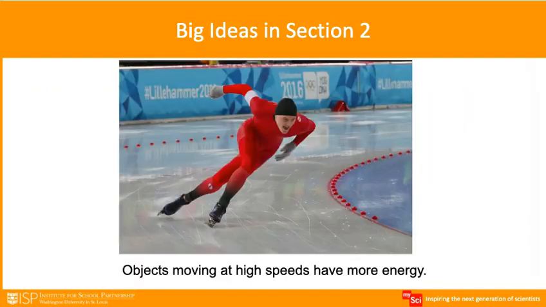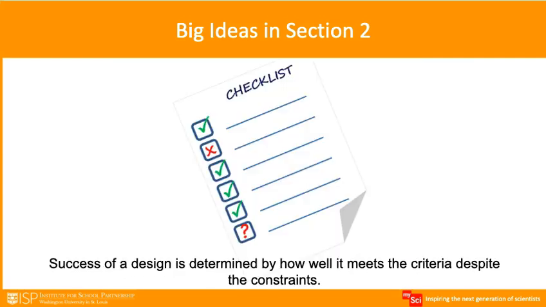Students then analyze data from a series of investigations to determine that the more speed an object has, the more energy that object has. The more energy an object has, the more energy is transferred during a collision. At the end of this section, using their knowledge of the relationship between speed and energy, and how energy transfers during collisions, students design a ramp to move a ball a specific distance. They engineer a solution using a set of criteria and constraints.